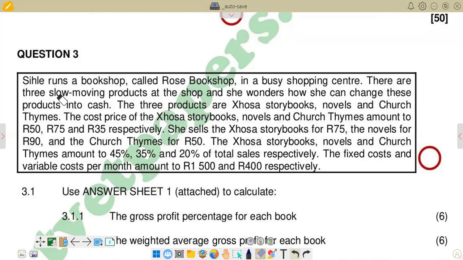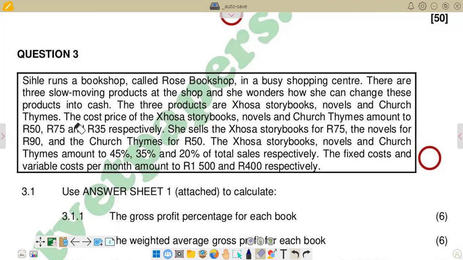The scenario reads: CK runs a bookshop called Rose Bookshop in a busy shopping center. There are three slow-moving products at the shop, and she wonders how she can change these products into cash. The three products are Closer storybooks, novels, and Church Times.